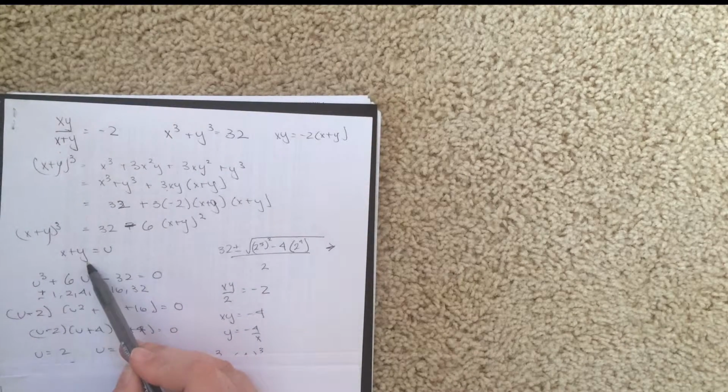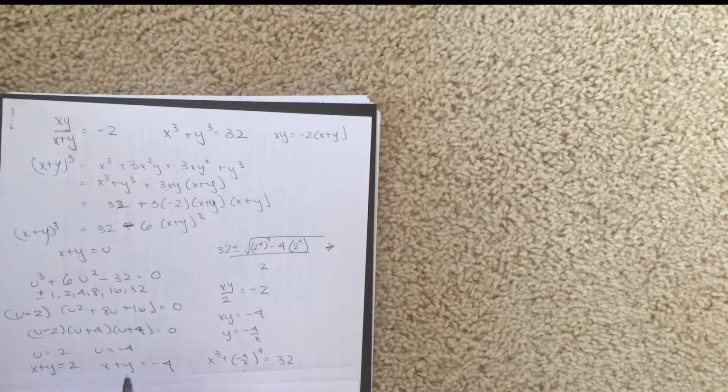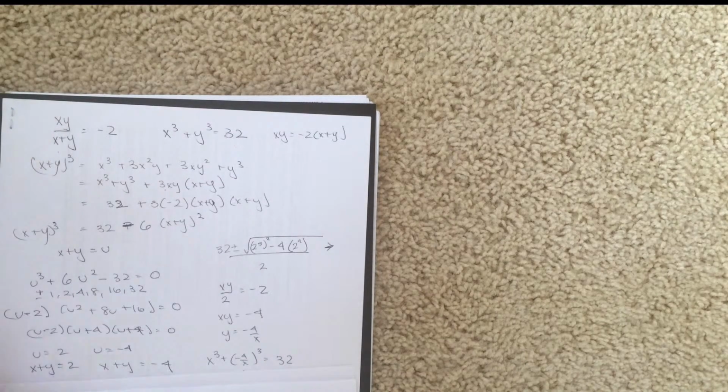So up here we said that u equals x plus y. So we get x plus y equals 2 and x plus y equals negative 4. Unfortunately, that only helps us a little bit. So then we go back up to our original functions, and you have to plug them in to solve for the variables.